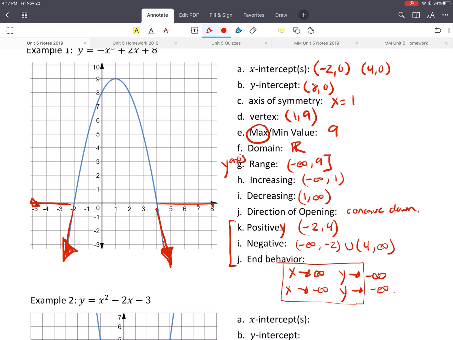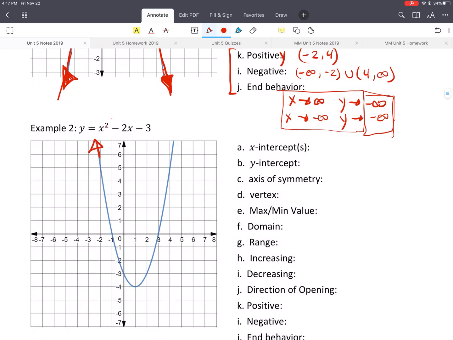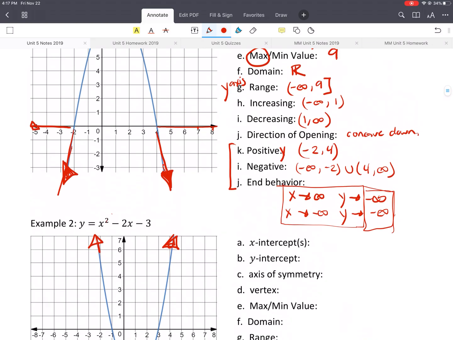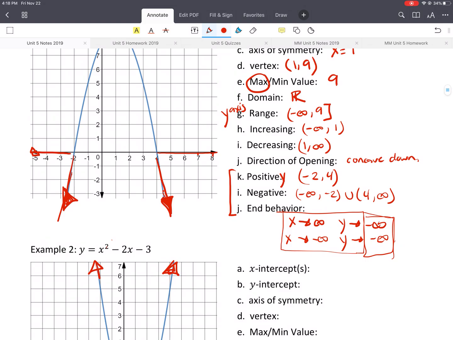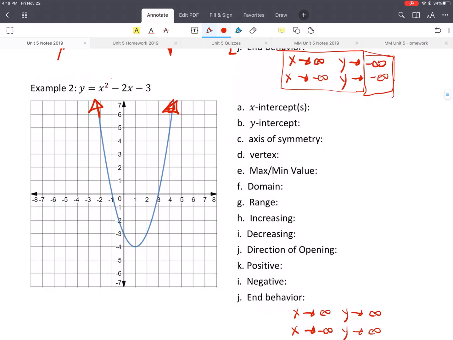Okay, so when it's concave down, as this is, your y's will always go to negative infinity. If we do a situation where it goes concave up, in this situation as x goes to infinity, y goes to positive infinity. And with quadratics, the y's will either both go to positive infinity or they'll both go to negative infinity. In other words, y goes down, or in this situation, y goes up to infinity.